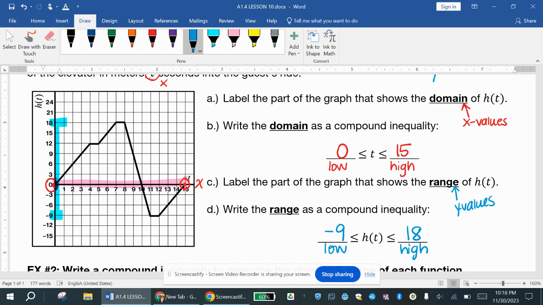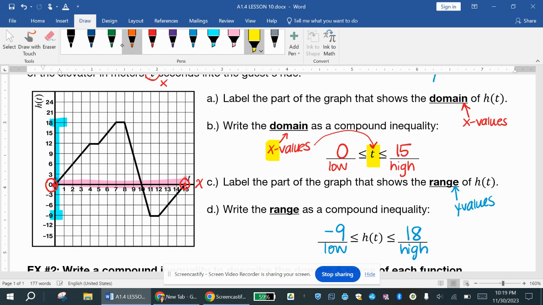Okay, let me point out a couple things that you may not have noticed. When they talk about domain, remember, those are x values. If you look at your graph, your x-axis represents t. So look at what they used in the middle. If they're talking about x values, look at what the x-axis represents. That's t for time.